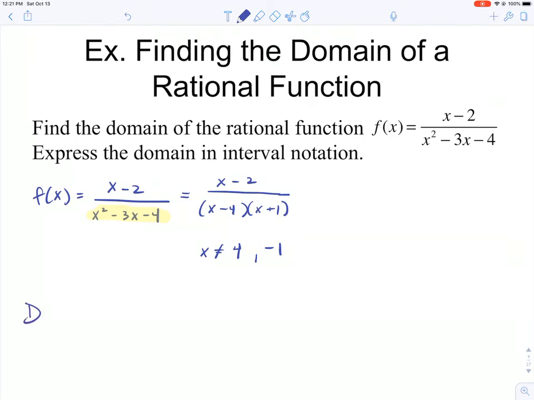So the domain of f in interval notation would be negative infinity to negative 1, union negative 1 to 4, union 4 to positive infinity. So all real numbers except for negative 1 and positive 4.